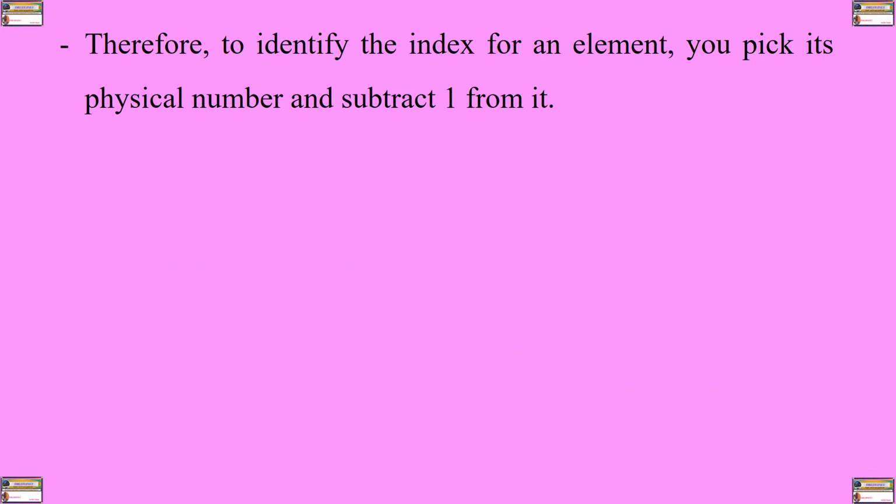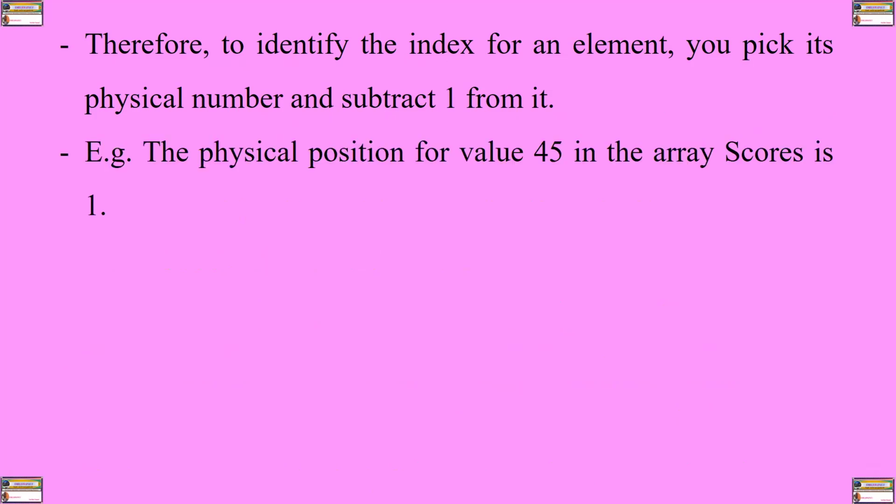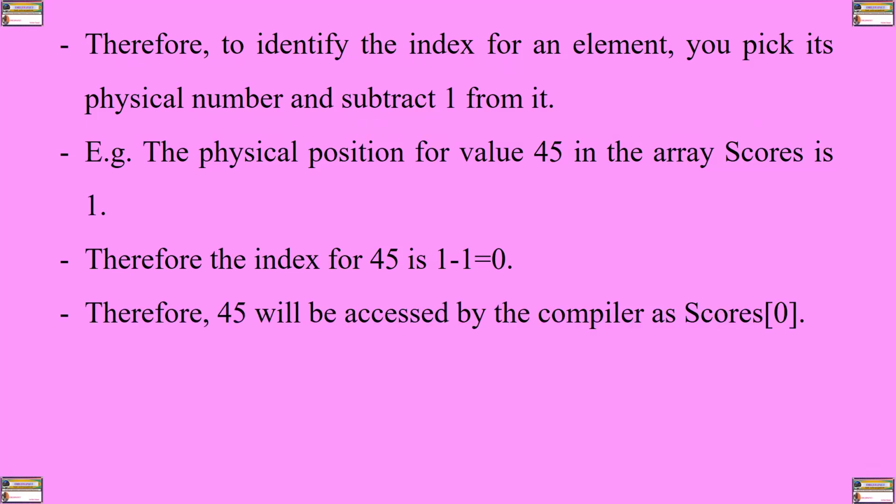Therefore, to identify the index of an element, you pick its physical number and subtract 1 from it. And that's why we are saying that the physical position for value 45 in the array scores is 1, and therefore the index for it will be 1 minus 1, which gives 0. Therefore, 45 will be accessed by the compiler as scores[0].